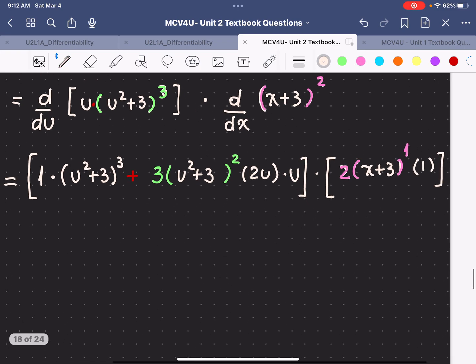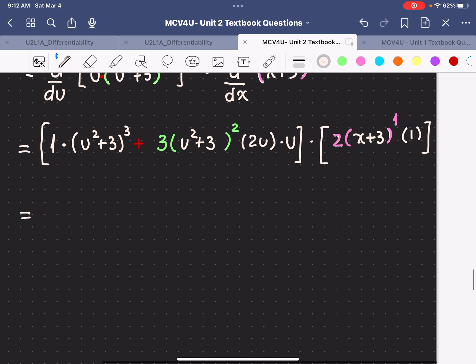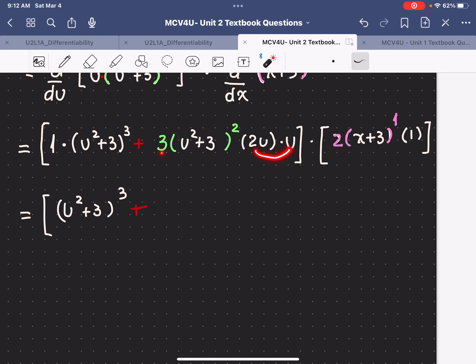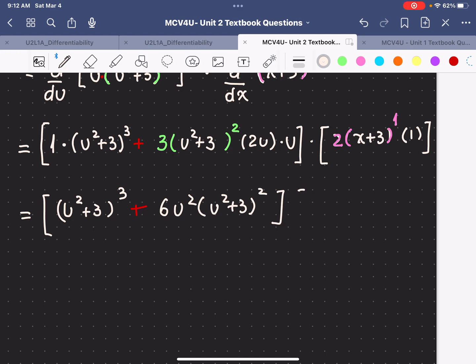So now we have to clean up this expression. So we'll have (u squared plus 3) to the power of 3, and then we have plus, and here we go, 2u squared times 3, 6u squared, and then (u squared plus 3) to the power of 2. And then in the other brackets, we have 2x plus 3.